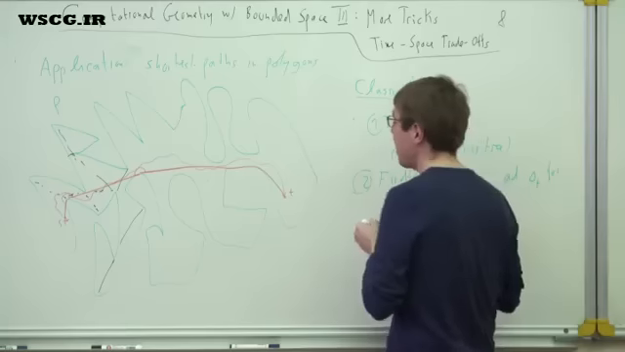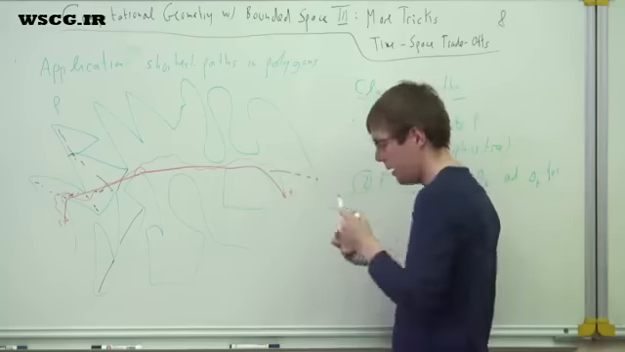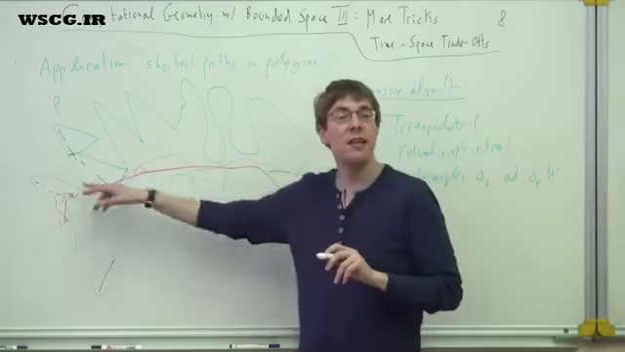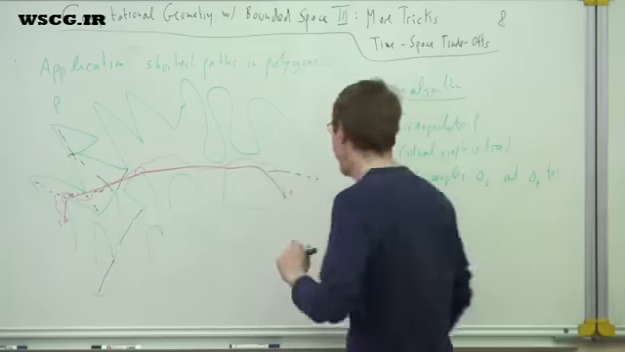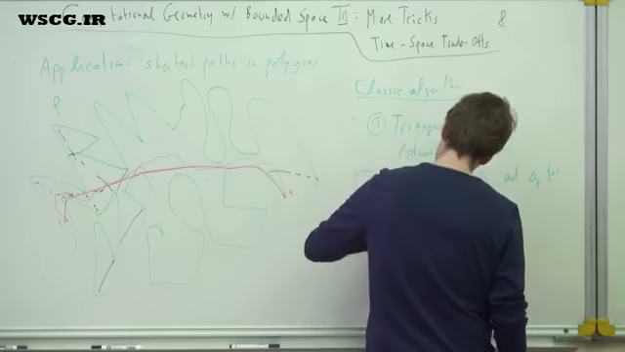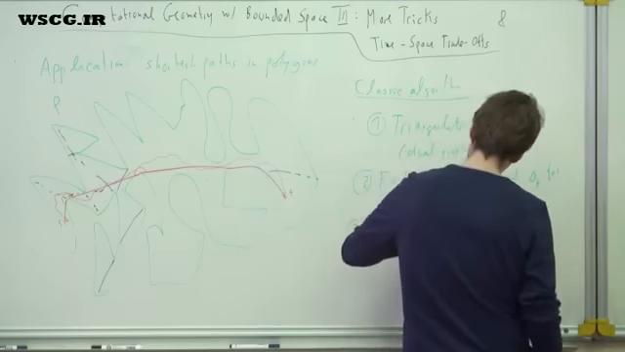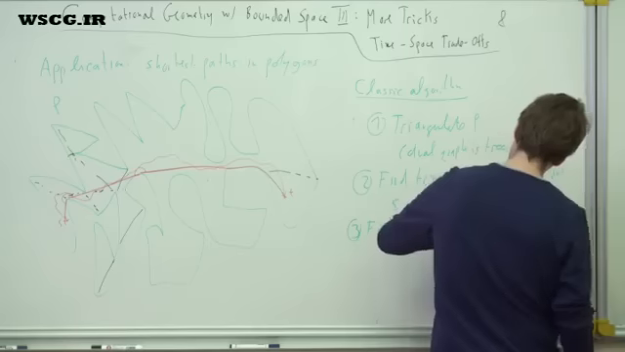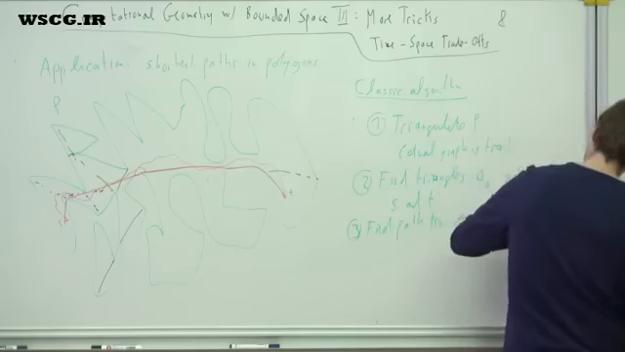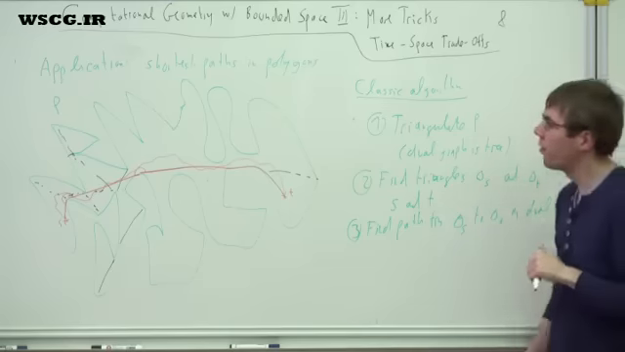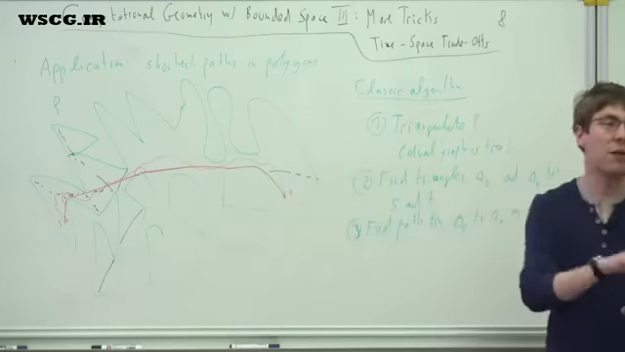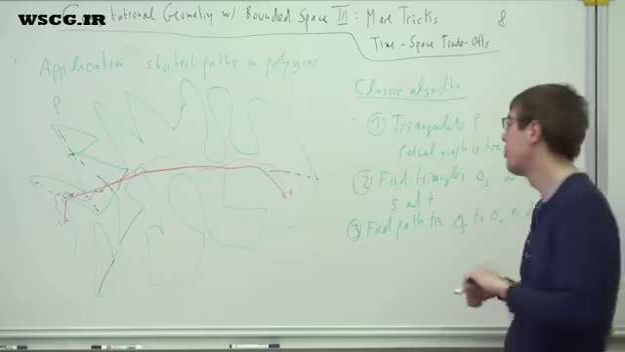And in the next step, we find the path between S and T in this dual graph. So find the path from delta S to delta T in the dual graph. Yes? So we have this dual graph. The dual graph is a tree, and we find the path from the triangle which contains S to the triangle which contains T in the dual graph.